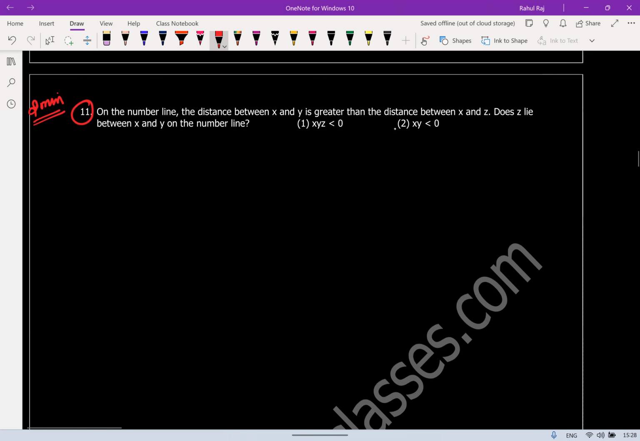So it says the distance between x and y is greater than the distance between x and z. Simple, straightforward logic we have. Does z lie between x and y on the number line? This is what we are asked. But they have given us that the distance between x and y is greater than the distance between x and z. So does z lie between x and y on the number line?